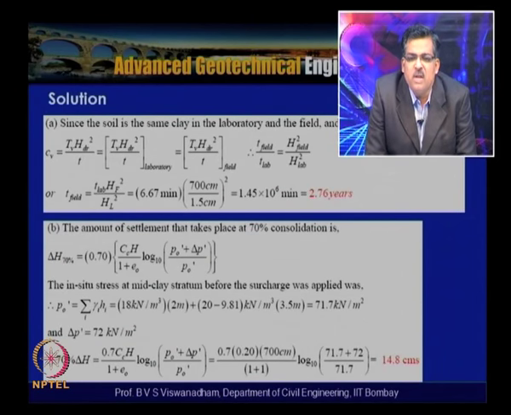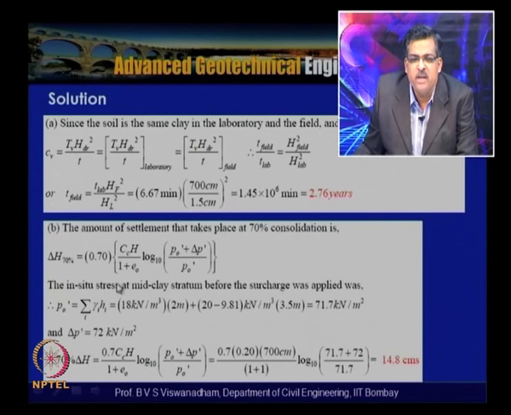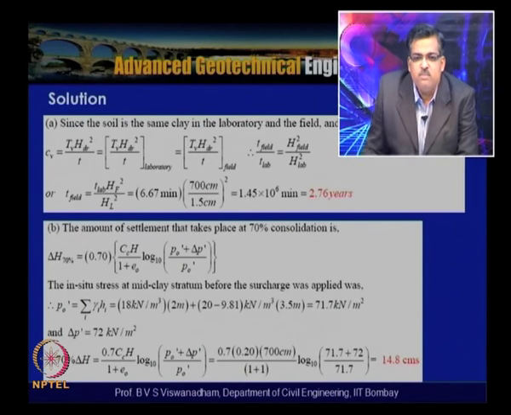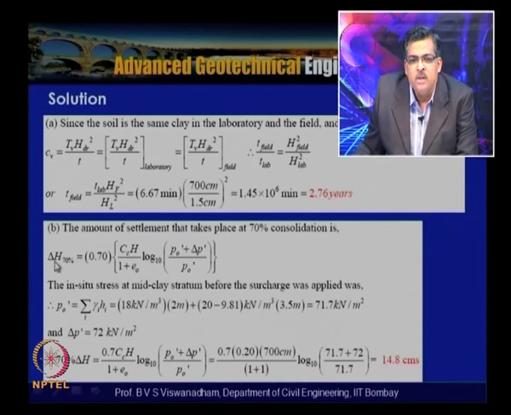So, the amount of settlement that takes place for 70% consolidation can be estimated like this. We know that the degree of consolidation is the settlement at 70% consolidation to the final consolidation settlement. So, we know the final consolidation settlement expression, and we use this: delta H 70% is equal to 0.7 Cc by H, where H is the full thickness of 7 meters, divided by 1 plus e naught, times log of sigma naught dash plus delta sigma dash by sigma naught dash.